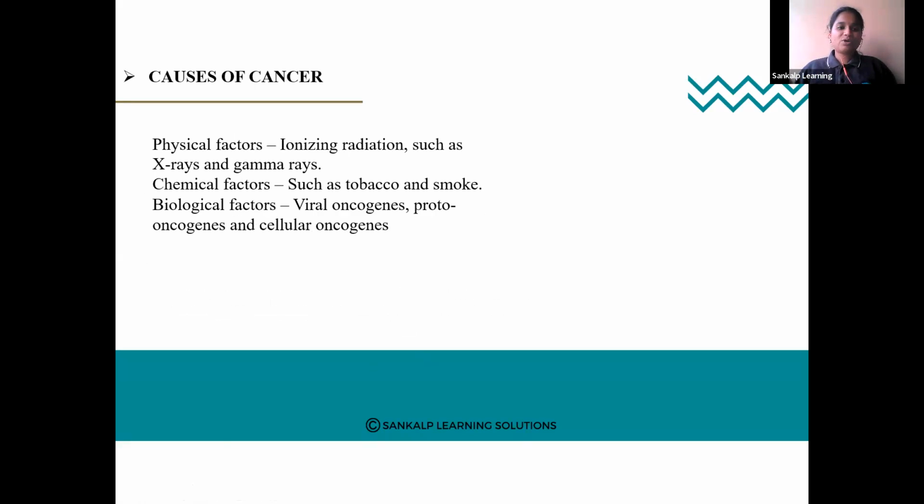When we come to the causes of cancer, there are three factors: physical, chemical, and biological. Physical factors are ionizing radiation like UV, X-rays, microwaves, the radiations from the mobile, gamma rays. Every factor can be a cause for cancer, with prolonged exposure to these radiations. Chemical factors: tobacco and cigarette smoking. Biological factors: viral oncogenes, proto-oncogenes, cellular oncogenes. What are oncogenes? We will study further.